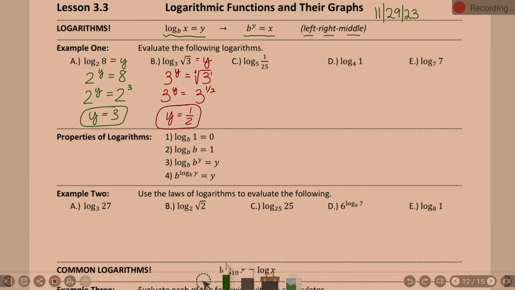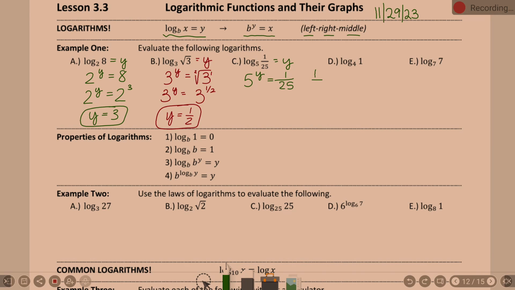Good enough? Okay. C. Log base 5 of 1/25. I'm going to set equal to y. What's the equation we can write? Left, right, middle. 5 to the power of y equals 1/25. Thoughts on 1/25? -2. Okay. And if it helps, what do you know about 25 as a starter step?